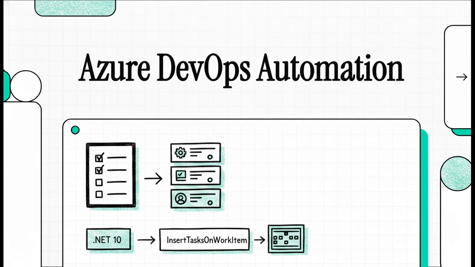Today, we're looking at a brilliantly engineered solution to that exact problem. The hero of our story is a .NET 10 application called Insert Tasks on Work Item. We're going to trace exactly how this tool seamlessly connects your static documentation right into your active sprint.